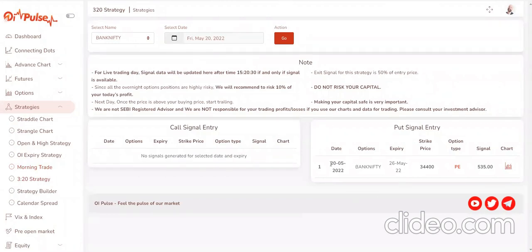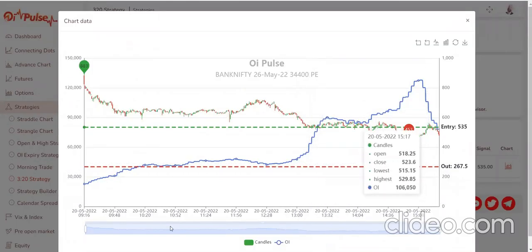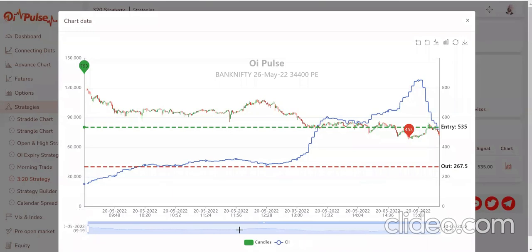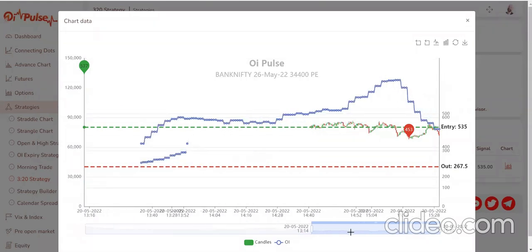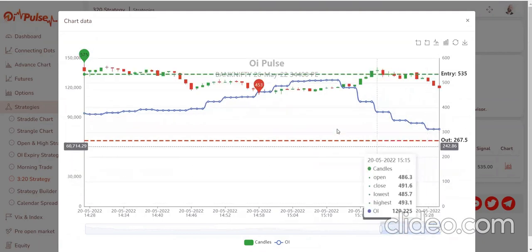So it had suggested on 20th of May the 34,400 put at 537, sorry, 535. The SL is quite large, 50% of the premium. These signals are generated at 3:20, somewhere around 3:20.